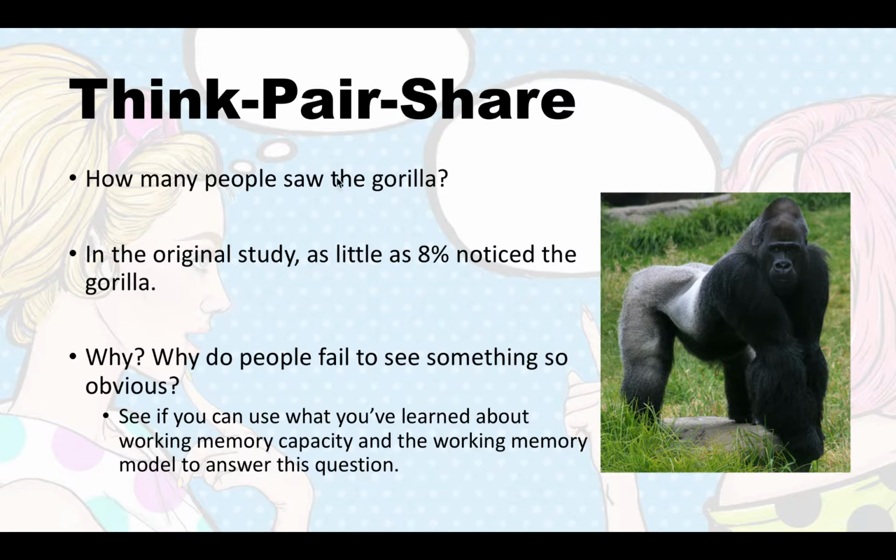All right, then how many people saw the gorilla? There are different conditions in the original, but it was as little as 8% noticed a gorilla when they were trying to count. And the thing here is why? Why do we fail to see something so obvious? And then hopefully they can link this to their working memory capacity.